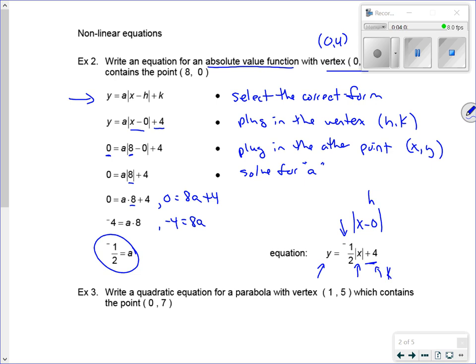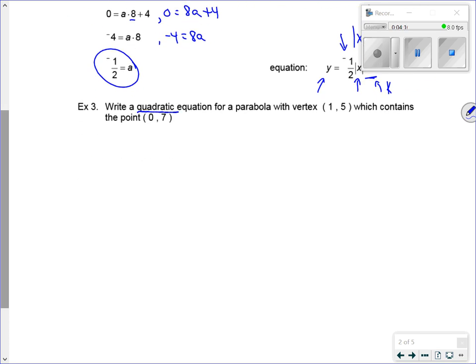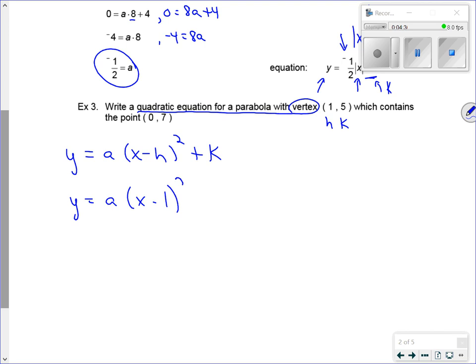Okay? All right, let's do one that I don't have any of the notes written for. A quadratic equation for a parabola with a vertex of 1, 5. Knowing that you're given the vertex tells you to select the vertex form. That's the correct form. The second thing we're going to do is plug in the vertex for h and k. The third thing we're going to do is plug in the point for x and y.